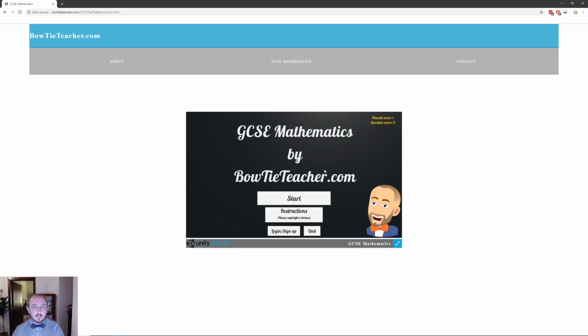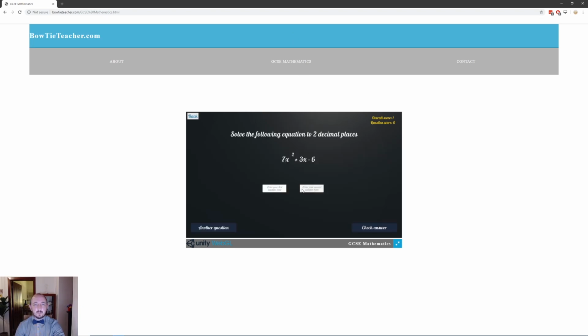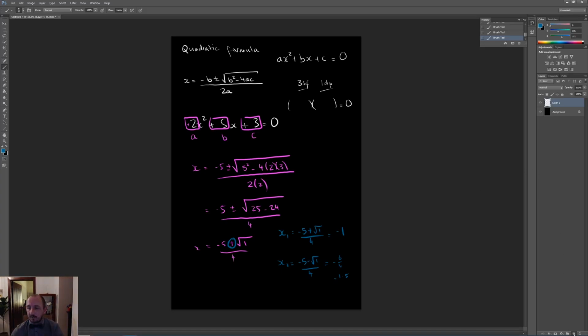If we have a look at bowtieteacher.com and we go to GCSE Math and we go to level 7, then this will give us some practice at ones that have a bit more of an answer that isn't very nice and we'll have to round. So let's do a new one here.